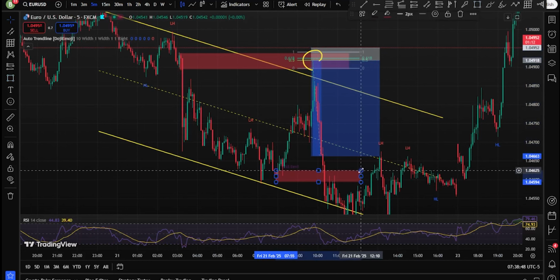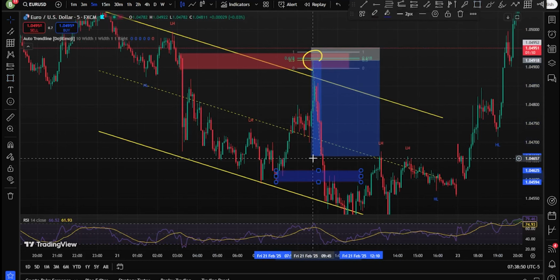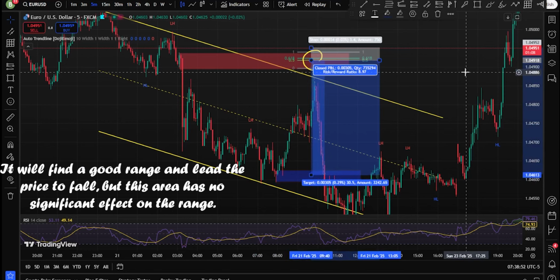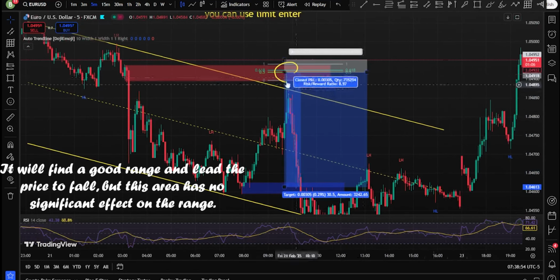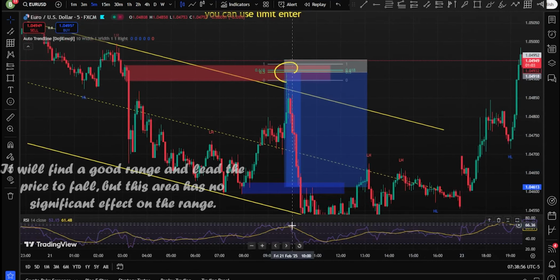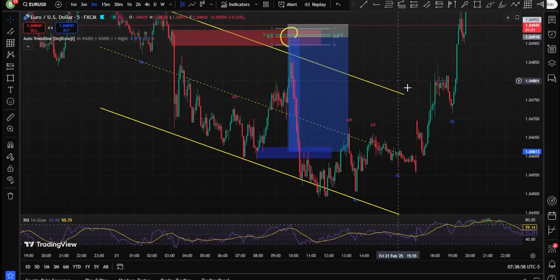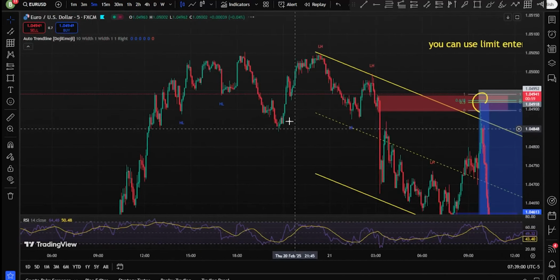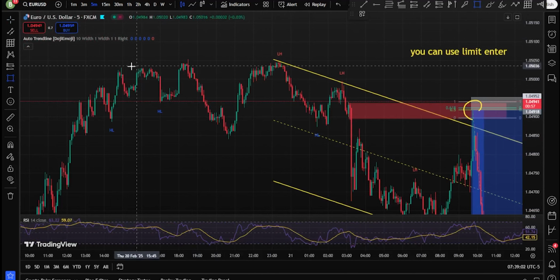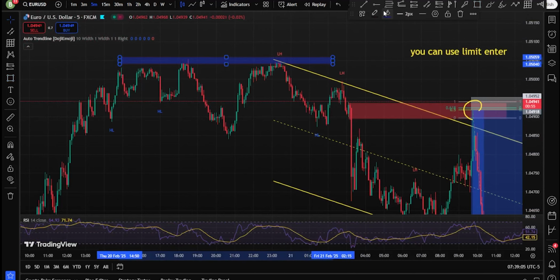4. Entry and exit. Buy signal: price bounces off a support trend line, RSI is oversold, and volume confirms the move. Sell signal: price rejects a resistance trend line, RSI is overbought, and volume confirms the move.